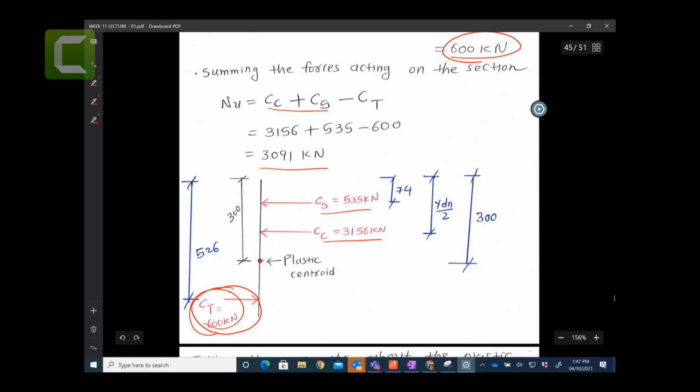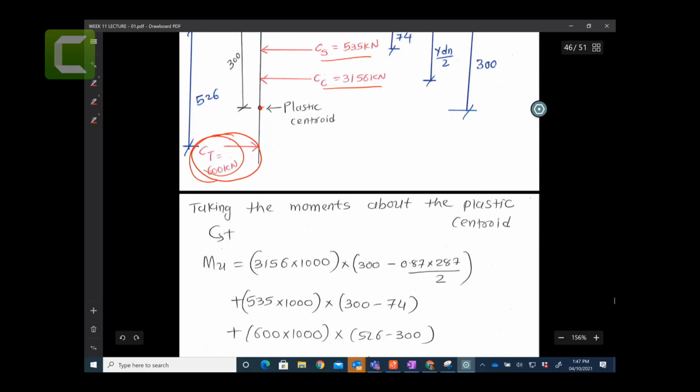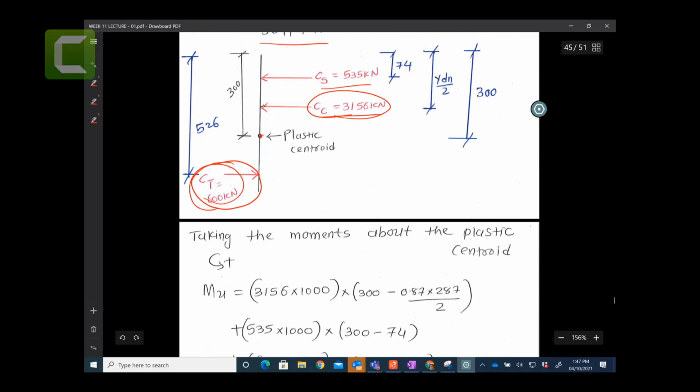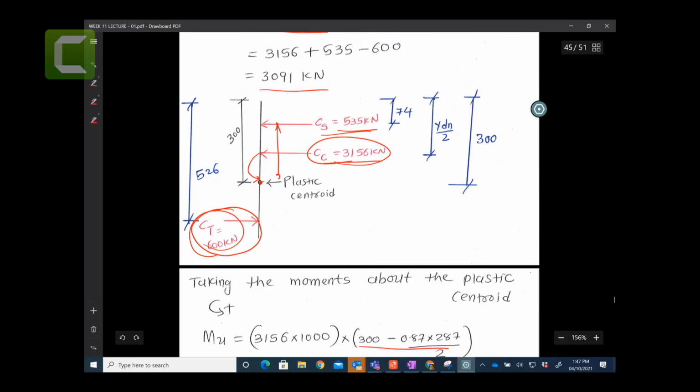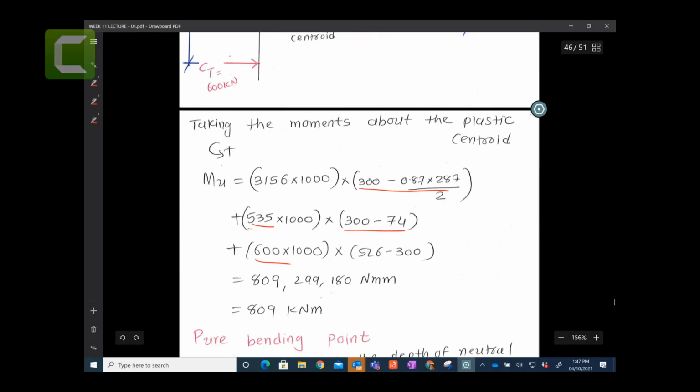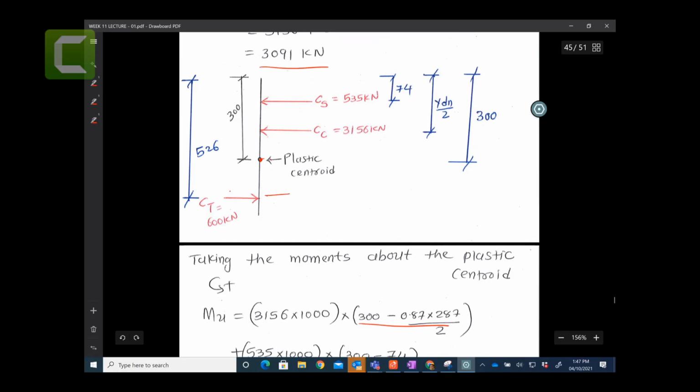Similarly, we take the moment about the plastic centroid, meaning this force times by this distance. So that is this distance. This force 535 times by this distance, and this force. By the way, all are going the same direction. This is anticlockwise, this is also anticlockwise, this is also anticlockwise. So all the anticlockwise, so all the moments are positive. That's what I've taken here. So basically, this force times by this distance, this force by this distance, this force by this distance. We are just taking the moment about this plastic centroid.